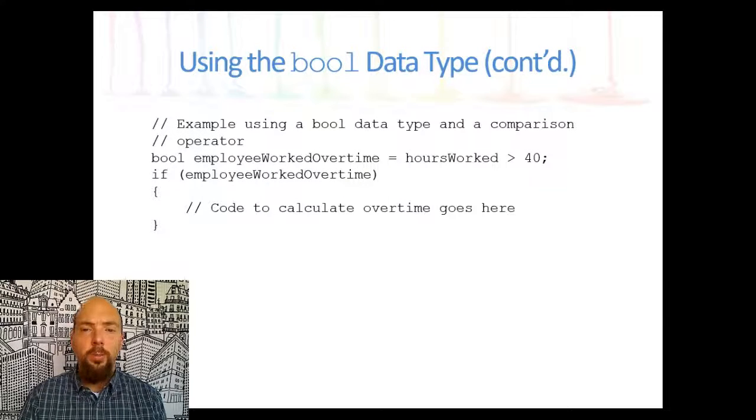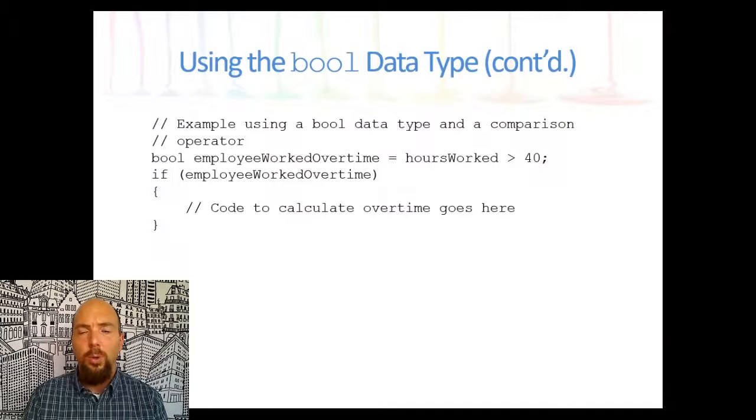So a Boolean expression, the way that this works is a little bit different. In our other data types, what I'm going to do is I'm going to figure out what the calculation is over here, and then I will put that answer into my variable location. So in this case, we're creating a variable that is of a bool data type. Its name is employee worked overtime, and remember, employee worked overtime can only be true or false because it's a Boolean value.